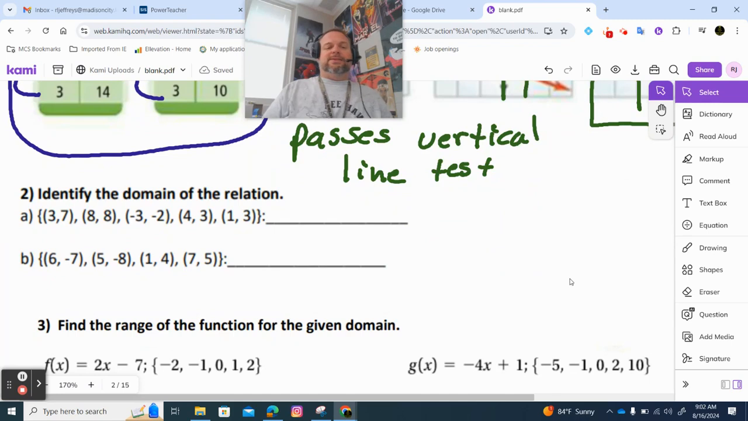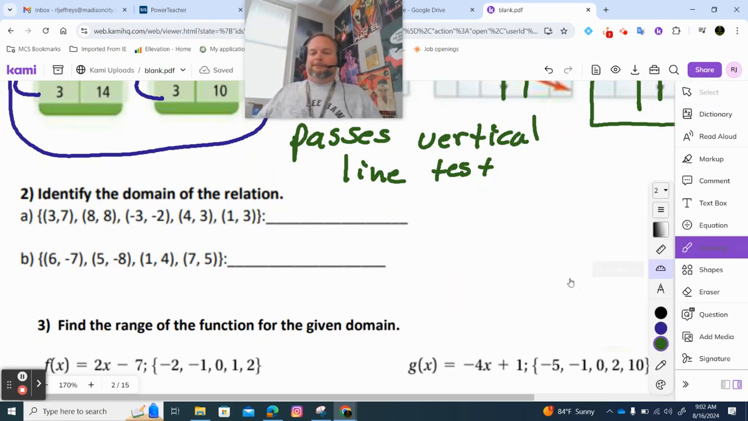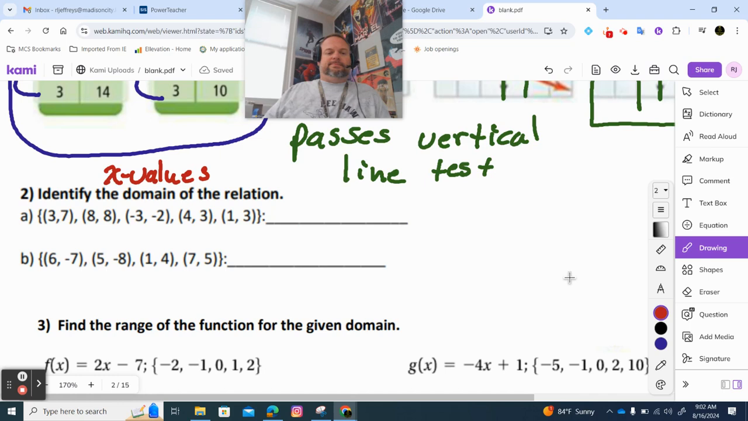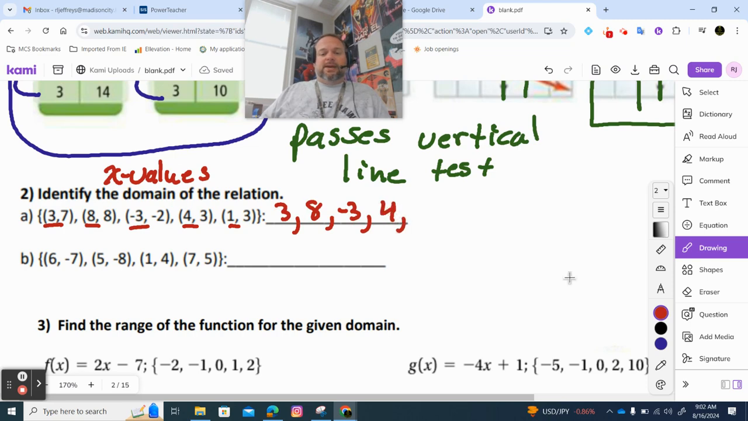All right, so domain. Domain is the X values. Okay, X values. This one, this one, this one, this one, this one. So all we have to do is write them right here. We don't have to do the braces. If you did the braces, that's okay. I'm not going to count off.